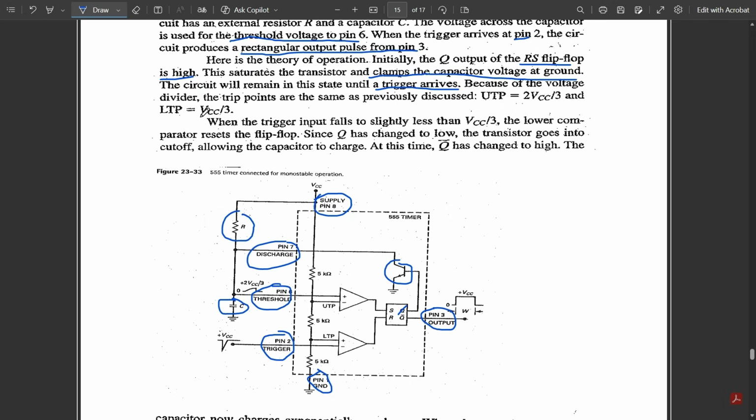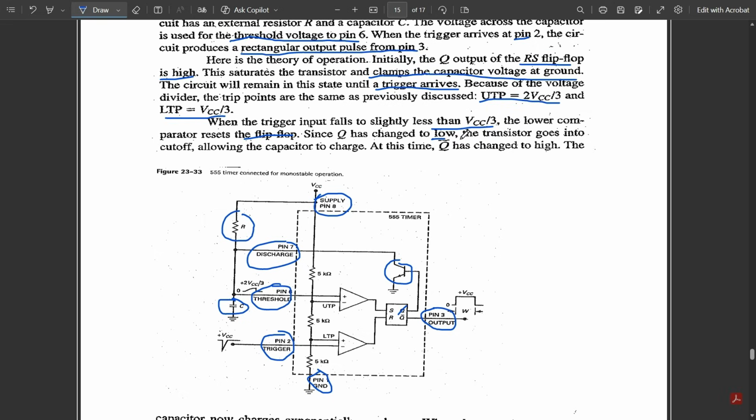Okay, so because of the voltage divider, the trip points are the same as previously discussed. That is, UTP, the upper trigger point, is 2 VCC by 3, and LTP is equal to VCC by 3. Okay, so these are the values before threshold occurs. But when the trigger input falls slightly less than VCC by 3, the lower comparator resets the flip flop.